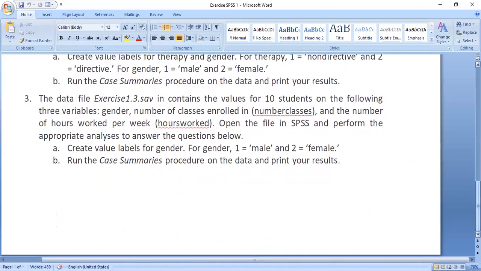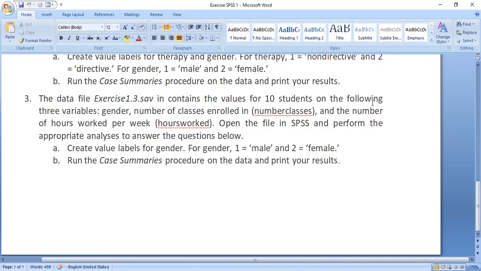So we have the data file that's already available, and I'll be opening it. I've also mailed and maybe sent this particular file by Google Classroom. It contains 10 values, 10 students, on the following 3 variables: gender, number of classes enrolled, and number of hours worked per week. So we have to open the file and perform the appropriate analysis to answer the following questions.